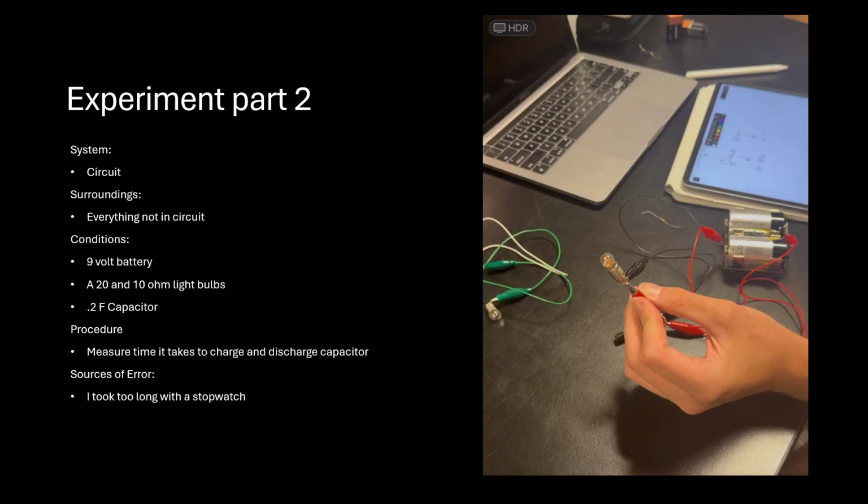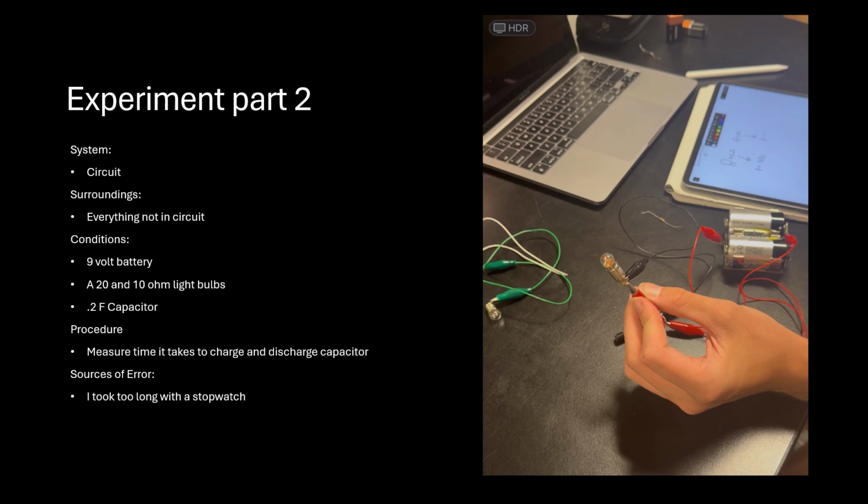So this is experiment part 2. In this case, we replaced the resistor with two batteries, and we replaced the capacitor with another capacitor. And then we just redid it.